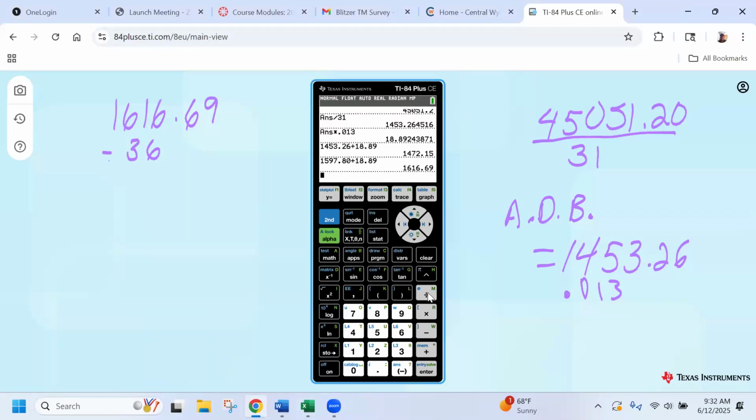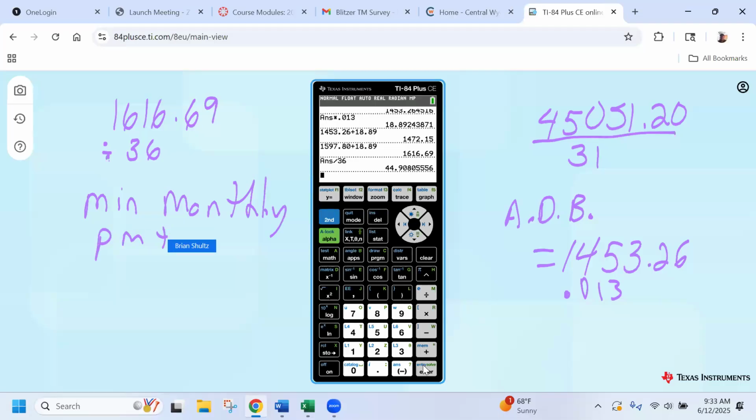So I got my calculator again. And I have 1616.69 divided by 36. My minimum payment is $44.90, but they round up to the nearest dollar. My minimum monthly payment is equal to $45. So that's how you do that problem. I will join you with the next one soon.